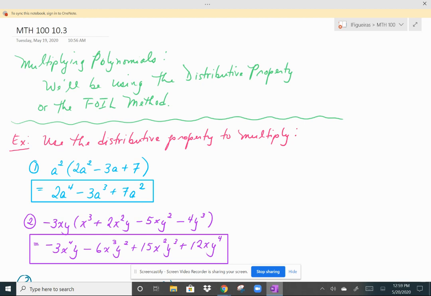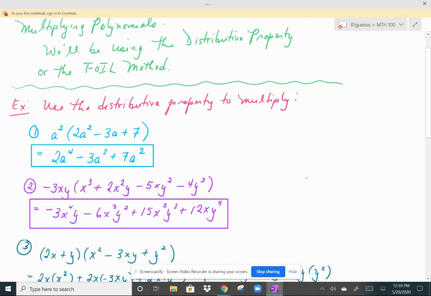Hi, this lesson is about multiplying polynomials. And depending on what we're actually multiplying, whether it's a monomial by a polynomial or two binomials, that will depend on whether we're just using the distributive property or if we're using a method called the FOIL method. So first we're going to start with using the distributive property to multiply expressions.